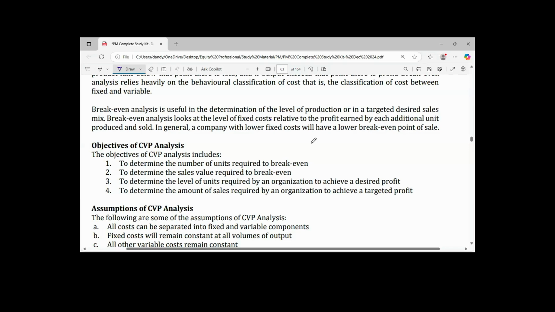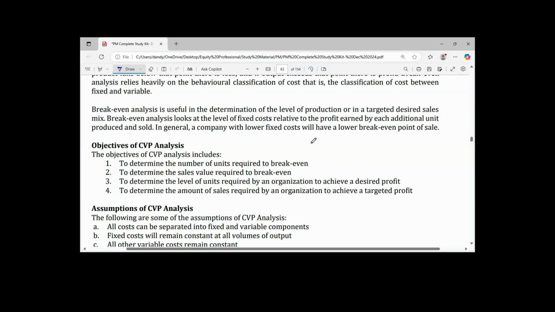Say, for example, maybe you are just starting a business as a startup, and in the first year, you want to achieve a profit of 100 million naira. So that profit of 100 million naira is your predetermined profit, your targeted profit. Therefore, how many units are you going to produce for you to be able to achieve that targeted profit? That is one objective of CVP.